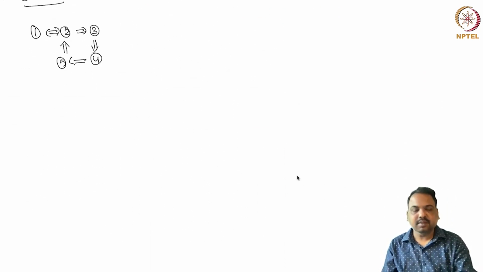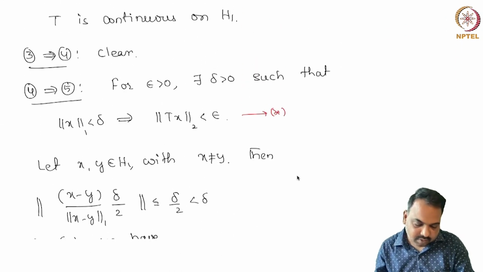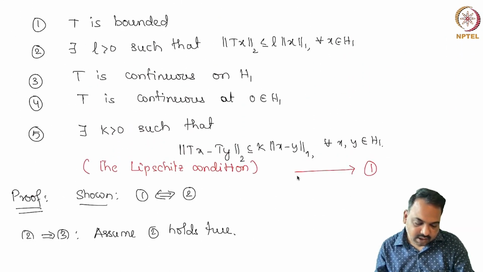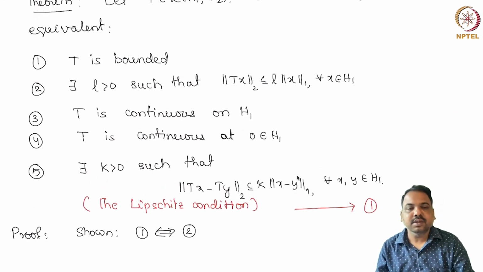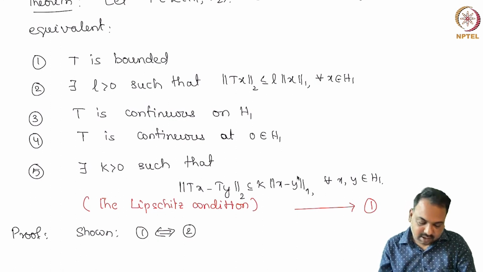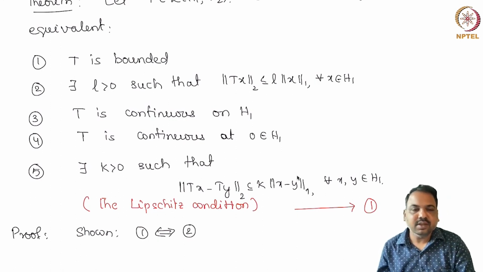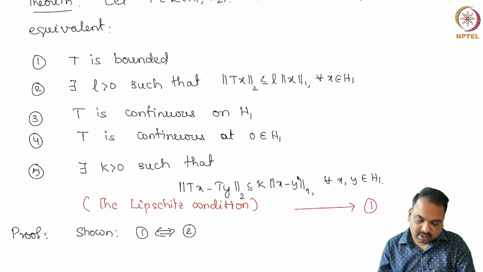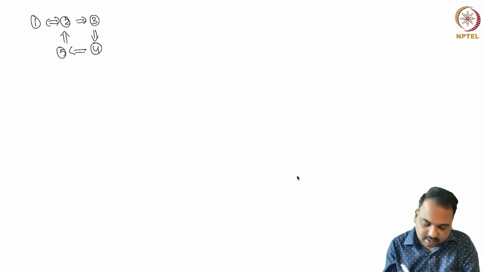So let us fix a notation for the set of all bounded linear maps. As we have just now proved, bounded linear maps are nothing but continuous maps, or maps continuous at a particular point. We can say it is enough to verify continuity at one point instead of verifying continuity at every point. So let us look at a notation.